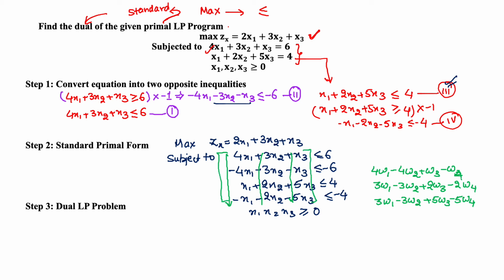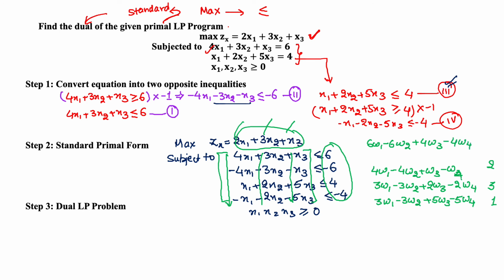Okay, next I have to transform the objective function and right hand side constants. So now 2 will come here, 3 and 1. So these are my coefficients of objective function 2, 3, 1. Similarly, these constants will become 6w1 minus 6w2 plus 4w3 and minus 4w4.